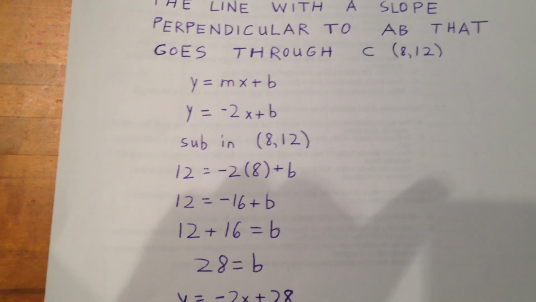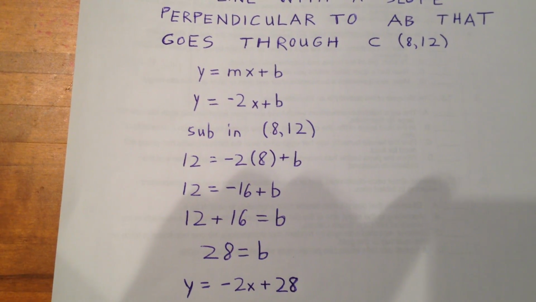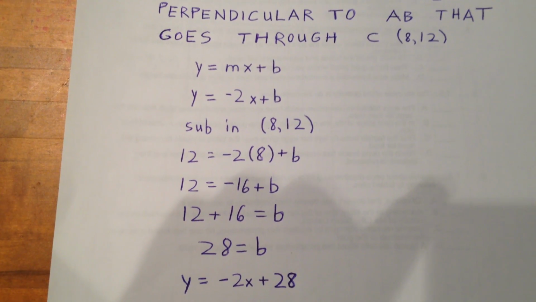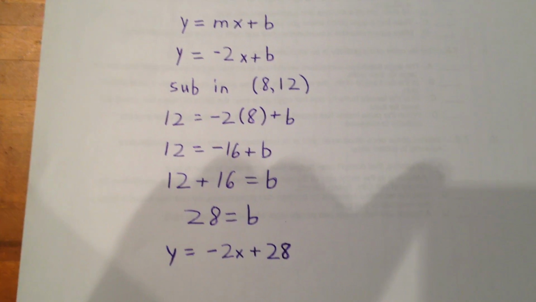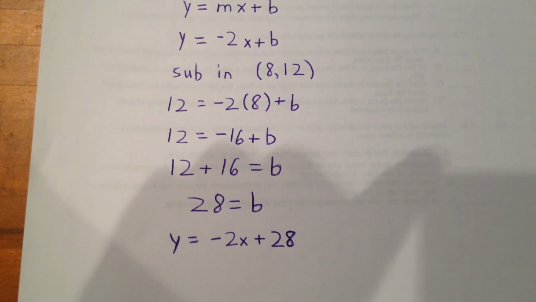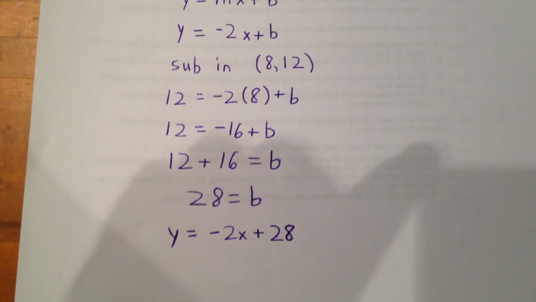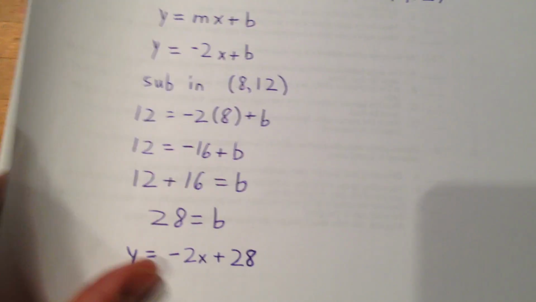So we know y equals mx plus b is the equation of a line. The slope is -2, and we sub in 8 for x and 12 for y. Doing that gives us a b value of 28. And so the equation of the first altitude is y equals -2x plus 28.